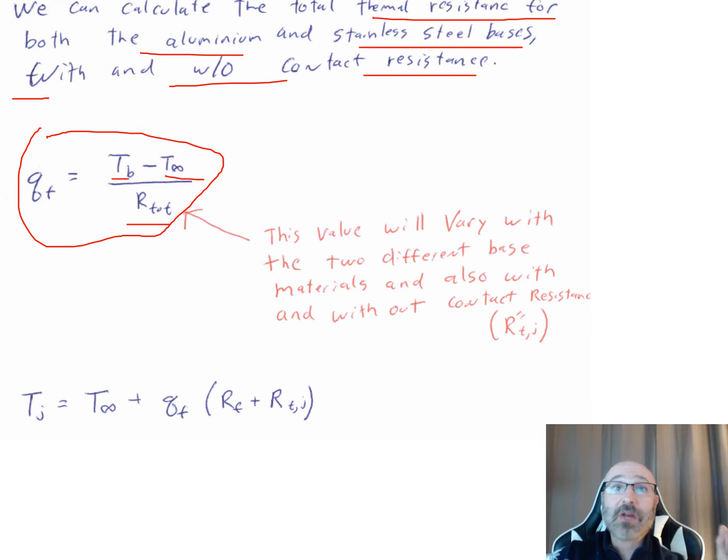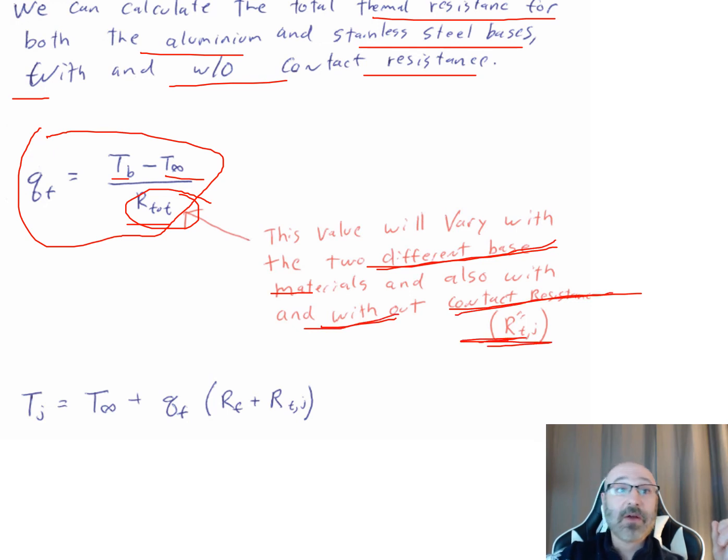Now this total resistance value will vary with the two different base materials and also with and without contact resistance. So we're going to have different values to plug in depending on what base material we're dealing with and whether we're dealing with or without contact resistance. Now we can say that our T sub J, our temperature at the thermal junction, is equal to our surrounding temperature plus our Q sub F for the fin times R sub F plus R sub T J for those resistances, and that'll be the equation we start plugging into.